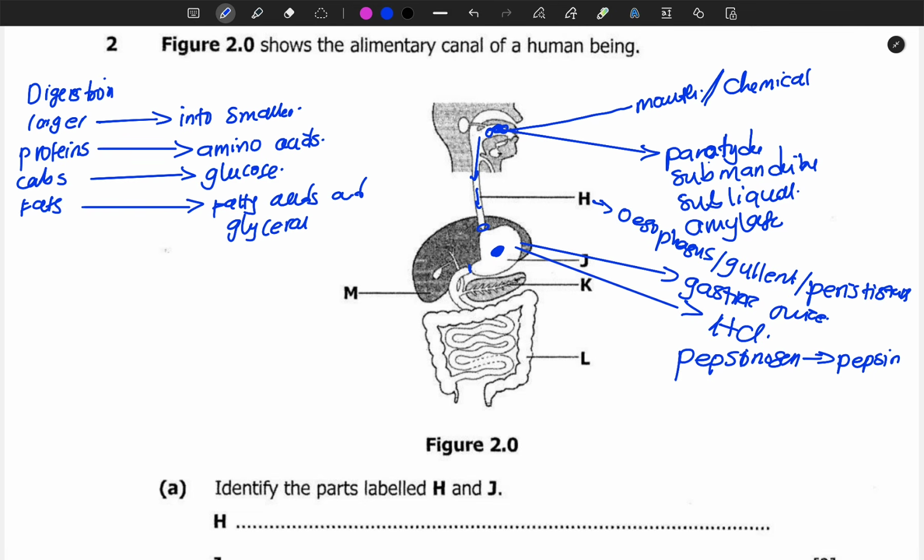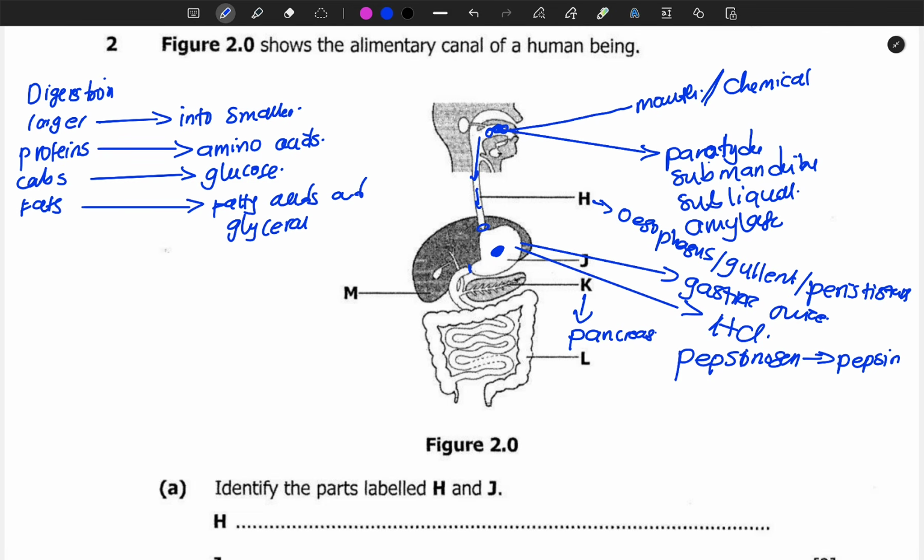Then after that there comes this K. So the K is the pancreas, and the pancreas has a leaf-like structure. Now, excuse me, pancreas plays two important roles. Number one, it plays a role in the exocrine system. So in the exocrine system is where we are looking at digestion. It produces the pancreatic juice that helps in completing digestion in the small intestines.